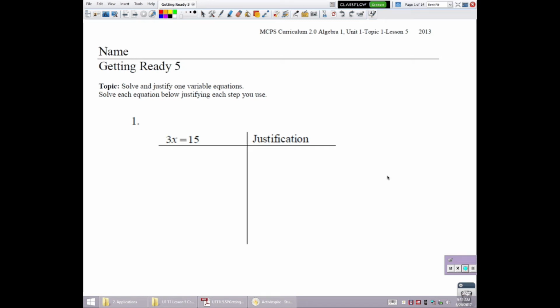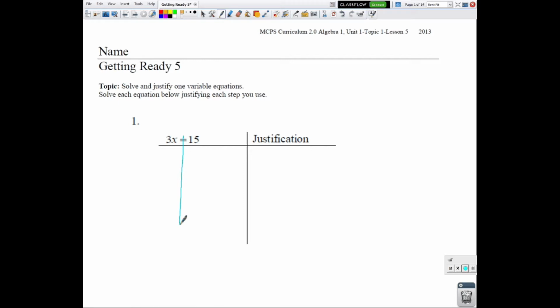Okay, we're going to solve and at the same time justify our equations. So number one, since it's 3 times x equals 15, we'll divide both sides by 3, giving us x equals 5. Our justification for that is the division property of equality.